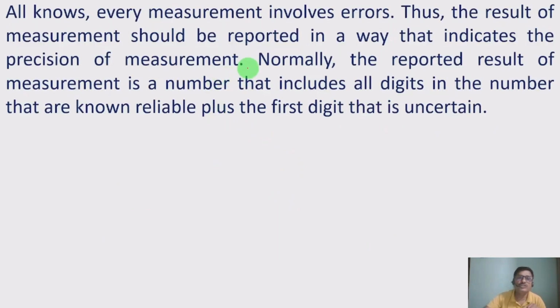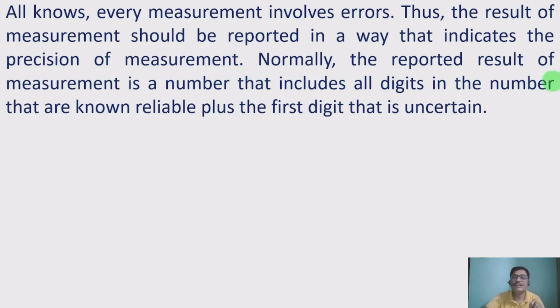Here, note that every measurement involves errors. The measurement involves errors because the number of digits will have some rounding, and only a few digits are to be taken. That's why all measurements involve errors. Thus, the result of measurements should be reported in a way that indicates the precision of measurement. In that way, we should indicate the measured value.